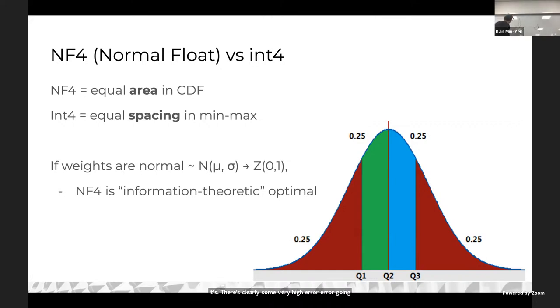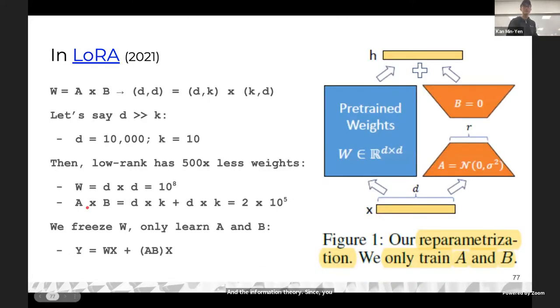Instead, what you could do is split it up by area, right? Which then in that case, from here to here might be like 25%, right? So it becomes much more representative. And then you can prove that if this distribution is indeed a normal distribution, it becomes optimal in the information theory sense. Yeah. And just one last thing, okay.